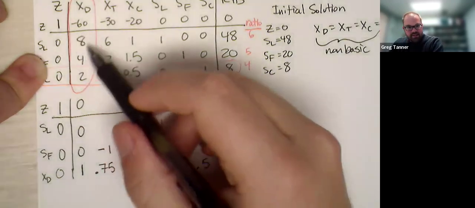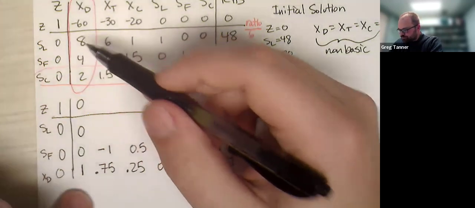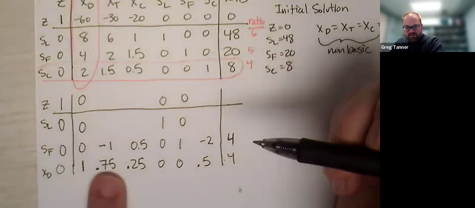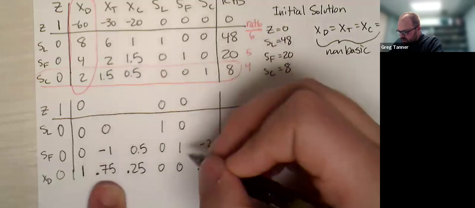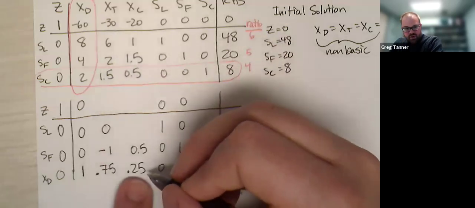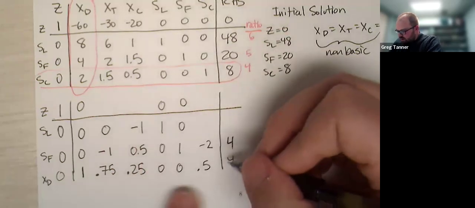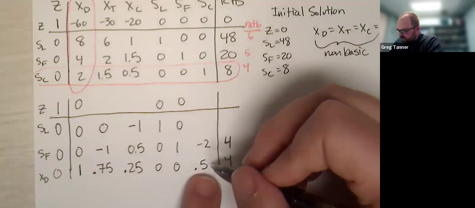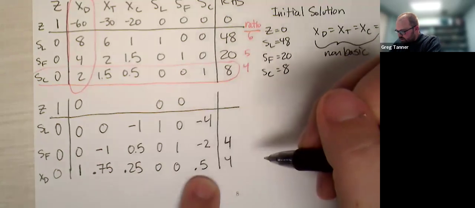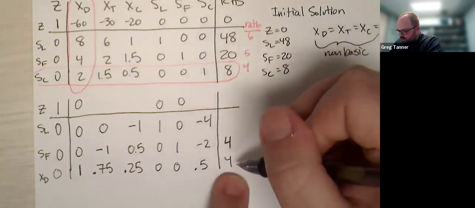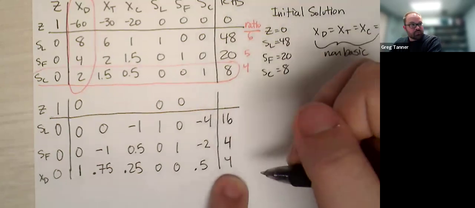Okay, now I want to get rid of this 8 up here, so I'm going to take -8 times this row, add it up to here. -8 times 0.75 is going to give us -6 plus 6 is 0. -8 times a quarter is -2 plus 1 is -1. -8 times a half is going to be -4. Add that up, and that's going to give -4 there. -8 times 4 is -32, plus 48 is 16.